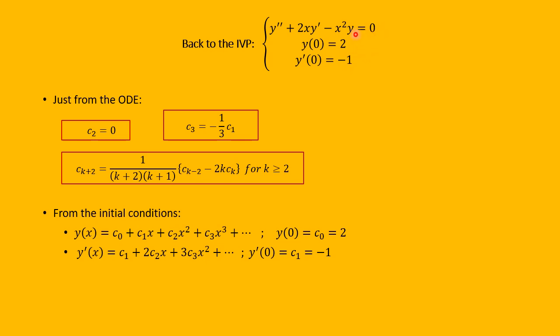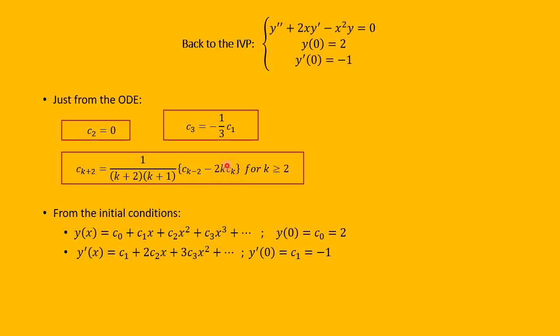Well, just from this differential equation, we saw that C2 had to be 0, and C sub 3 was minus 1/3 C sub 1. And we also had a recurrence relation. C sub k plus 2 was given by this stuff for k greater than or equal to 2. Let's just see what happens if k equals 2. This will be C sub 2 plus 2. C sub 4 is going to equal something involving what?